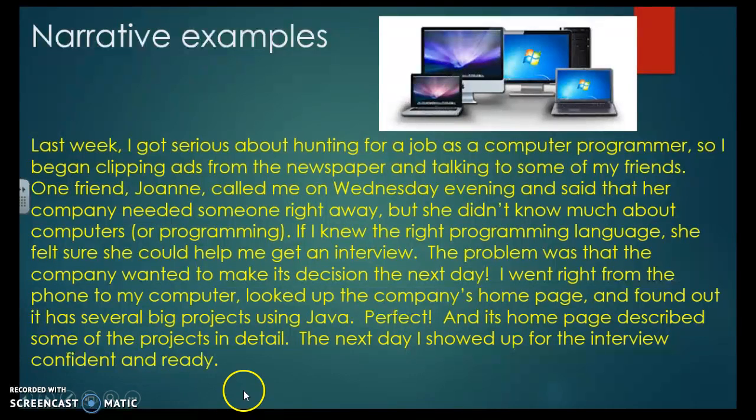If this person hadn't used the narrative example, it really would have been a very dry paragraph about how to get a job.